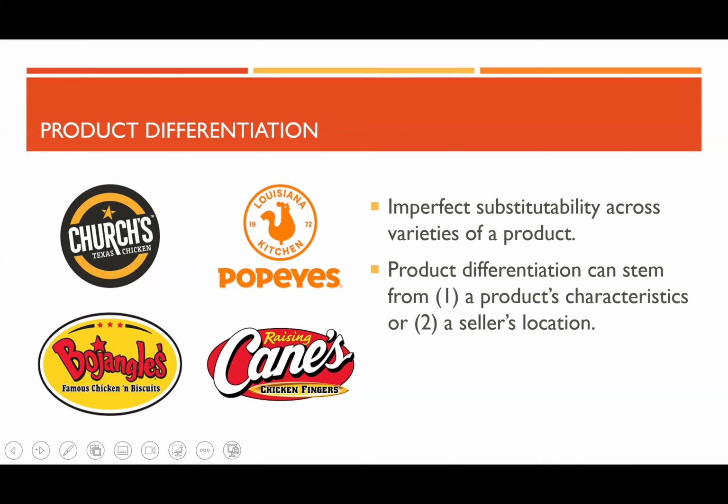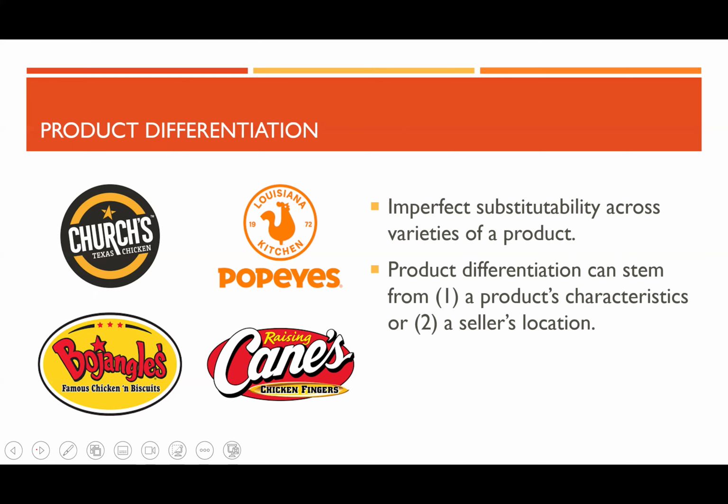Probably a lot of you have your chicken place that you go, and you don't really go to any others. So we see with the product characteristics, right? Cane's often with their sauce, Popeyes with their seasoning and breading, that they're able to change the characteristics of that fried chicken to make them different enough that their good is no longer a perfect substitute for each other.